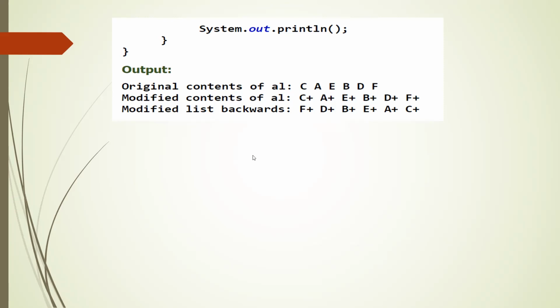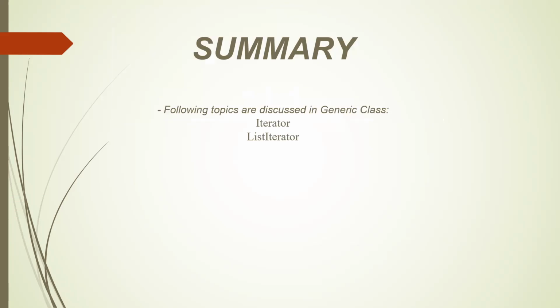It is used for backward traversal. So we got the last element printed first: F plus, D plus, B plus, E plus, A plus, C plus. In backward direction, all the array list elements are printed. This is the use of the iterator, which is a cursor declaration and moving the cursor to the first position of the collection. So in this video, we have seen the following topics: iterator and list iterator, which are the generic classes used for traversing the collection present in a Java program. Thank you.